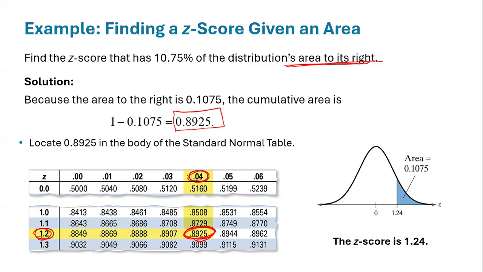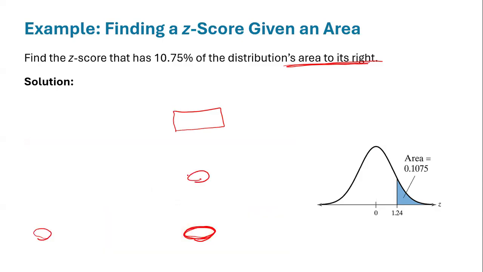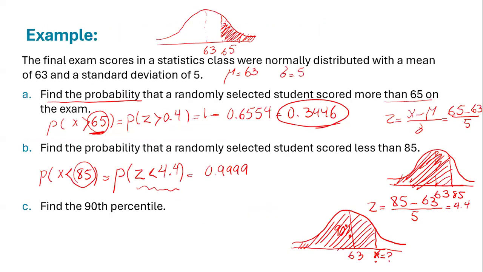1.24. So the z-score that has 10.75% of the area to its right is 1.24. Now we do the same on that example. Let's go back to this example. It says find the 90th percentile. That means find the x value which 90% of the data are on the left.